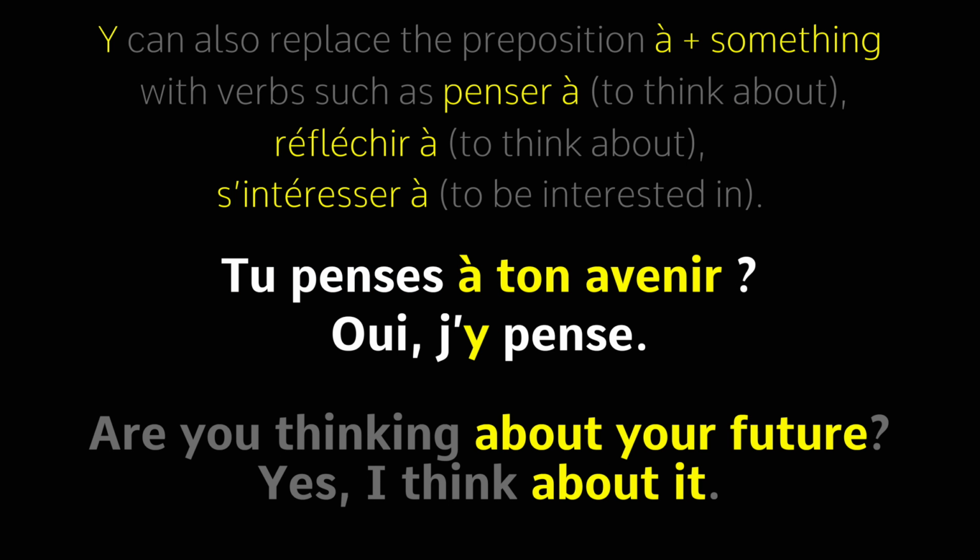Y can also replace the preposition à plus something with verbs such as penser à, to think about, réfléchir à, to think about, s'intéresser à, to be interested in. For example, tu penses à ton avenir? Oui, j'y pense. Are you thinking about your future? Yes, I think about it. As you can see, à ton avenir has been replaced by the pronoun y because we are using penser à.